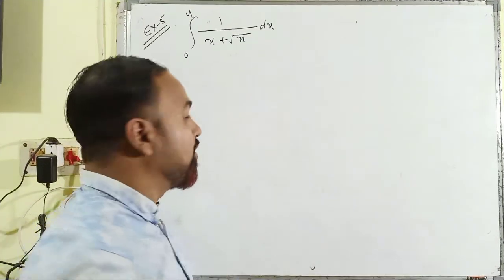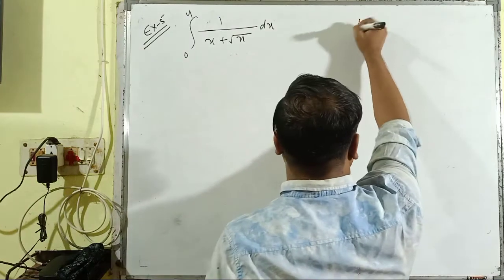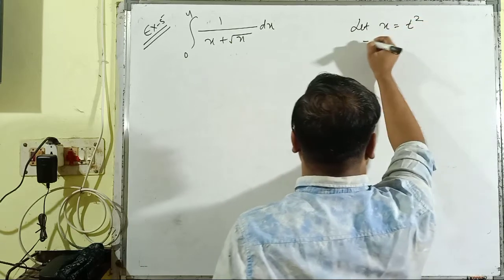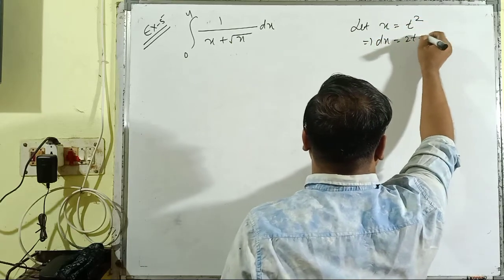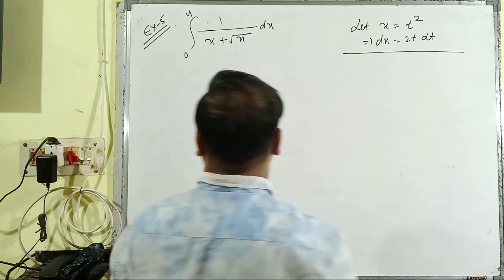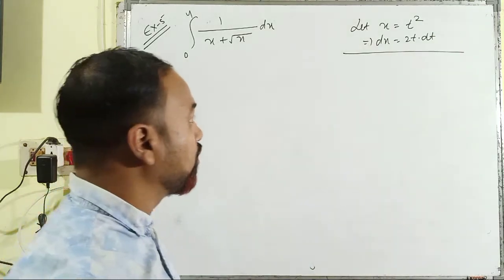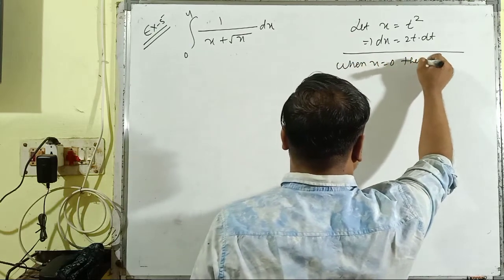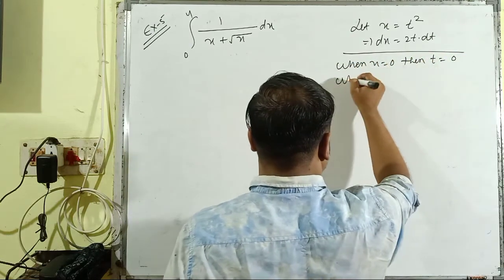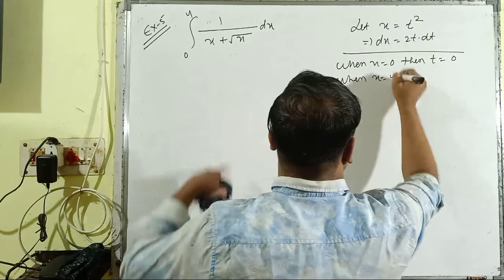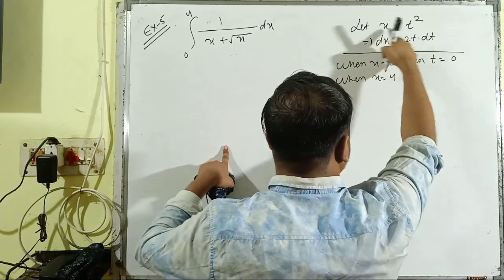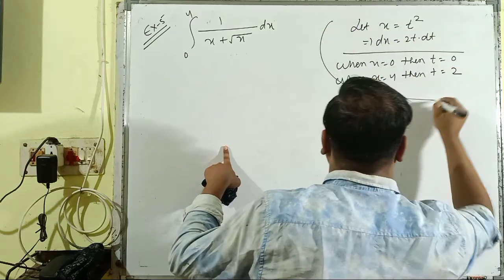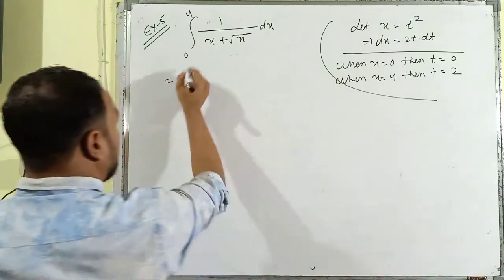So here it is the problem number 5. First of all, let us substitute this. The current variable is x here. Let x is equal to t square, then dx will be 2t dt. After this, we have to change the limits as per the new variable. So when x is equal to 0, then t is equal to 0 again. When x is equal to 4, that means t square is 4, that means t is 2. And we have to put this in this integral.